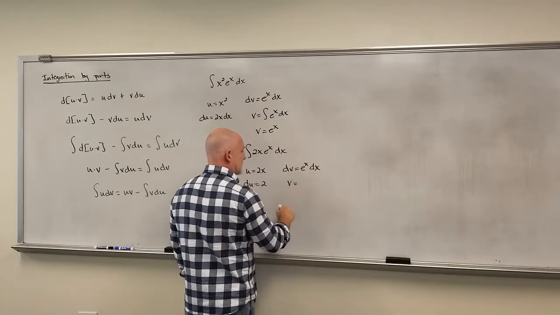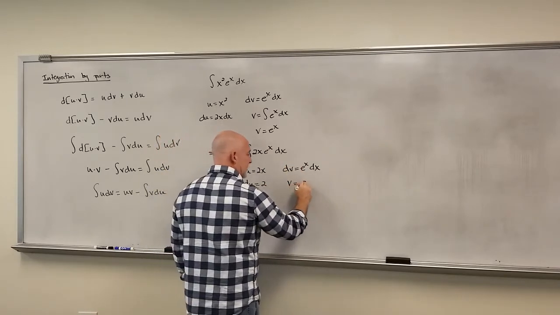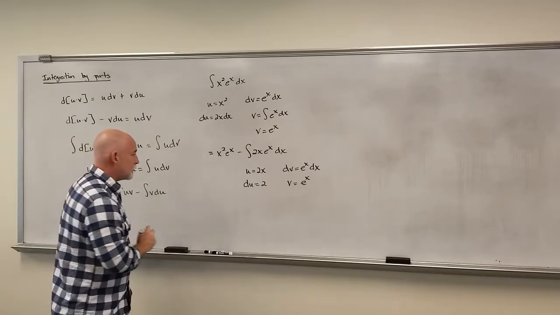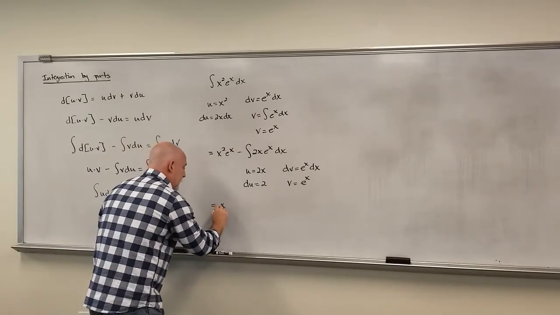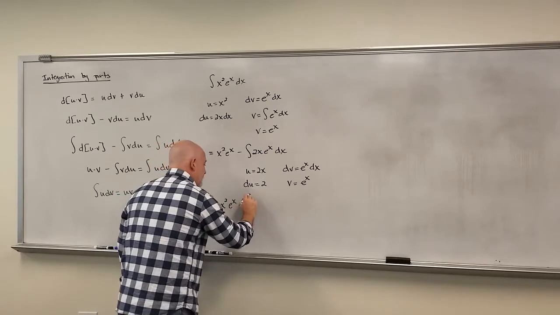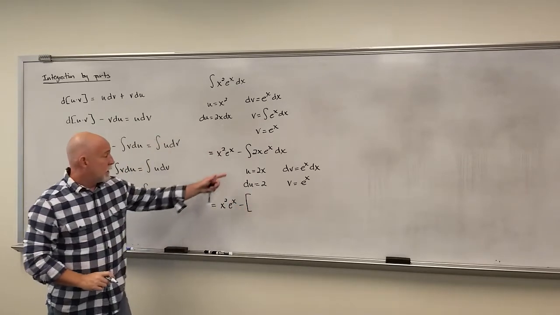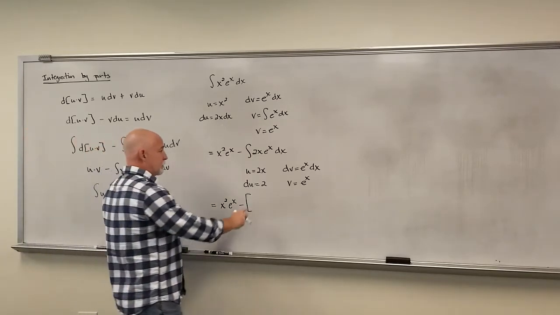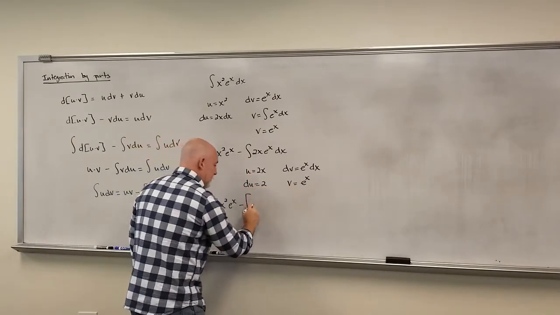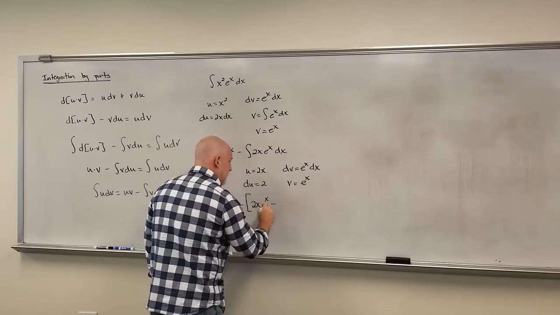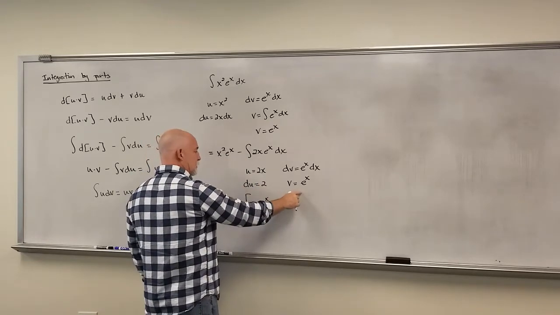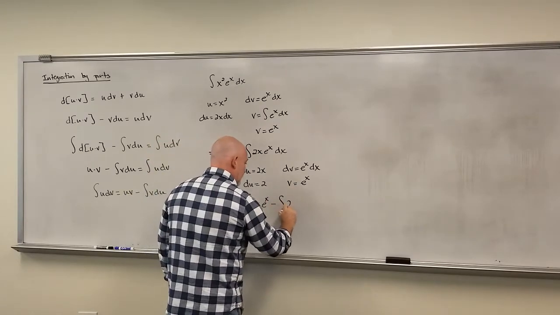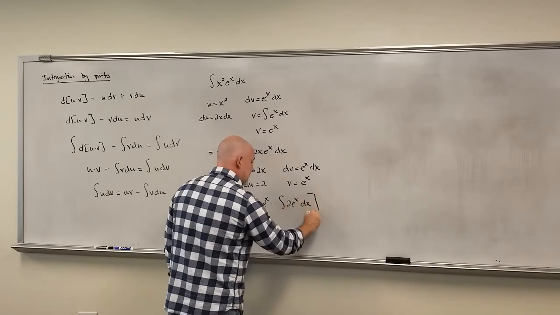The integral of this, and if it's an easy integral like this, you don't necessarily need to write the integral. I know the integral of e to the x is e to the x. Okay, so what do we get here? I get x squared e to the x. That part we're done with. Minus. Now you need to use parentheses here because I'm getting ready to write this one integral as two pieces. Okay, so uv, so 2x e to the x, minus v du. So what do we have? v du. So that's going to be the integral of 2 e to the x dx.